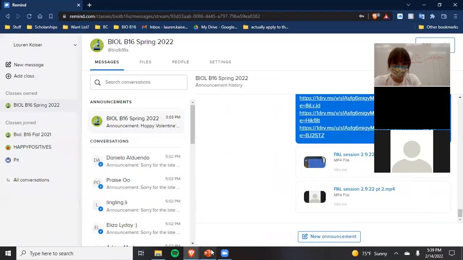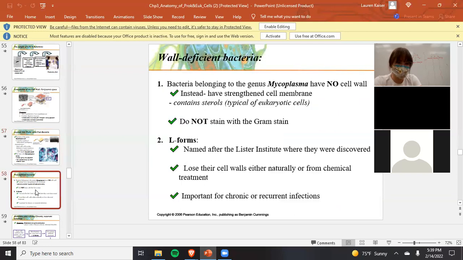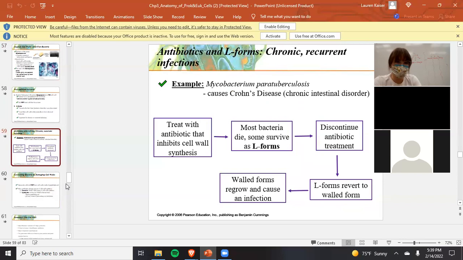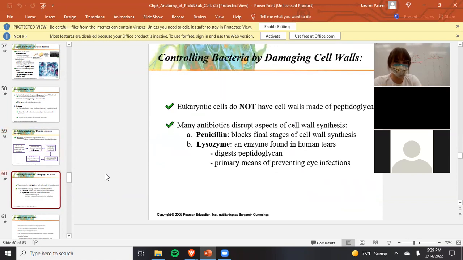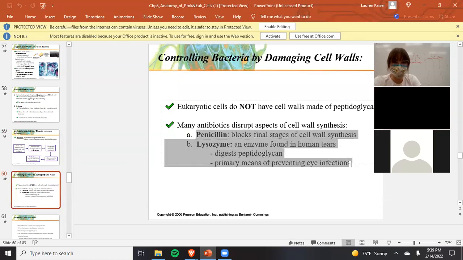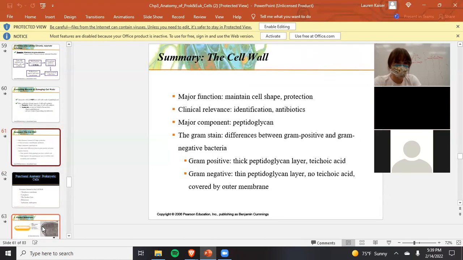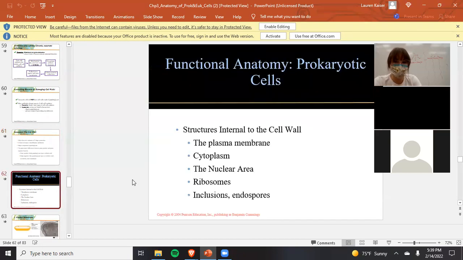Then let me switch back over to, okay, so that's our acid-fast bacteria. You'll need to know your mycoplasma and your L forms, what makes them special. You'll need to know the antibiotic, how it functions with L forms. You'll just need to know these two really. Remember to copy down any summary slide. It really helps.